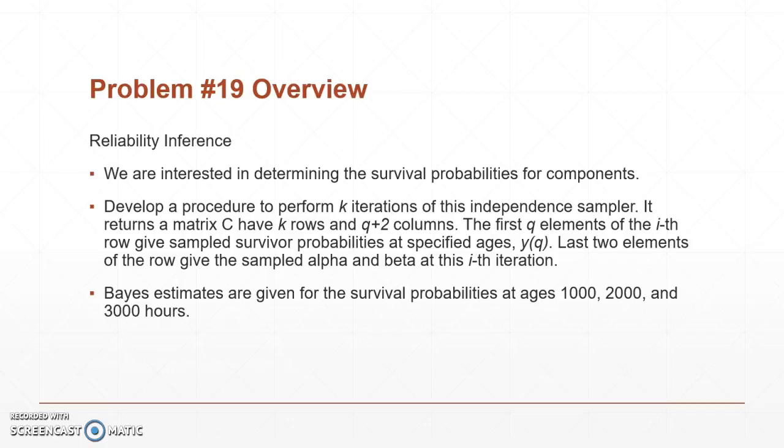The first q elements of the ith row give sampled survival probabilities at specified ages, which is basically y of q. And the last two elements of each row give the sampled alpha and beta of this ith iteration. It basically wants us to do Bayes estimates for the survival probabilities of ages 1,000 hours, 2,000 hours, and 3,000 hours. So let's take a look at the way we did that in MATLAB.